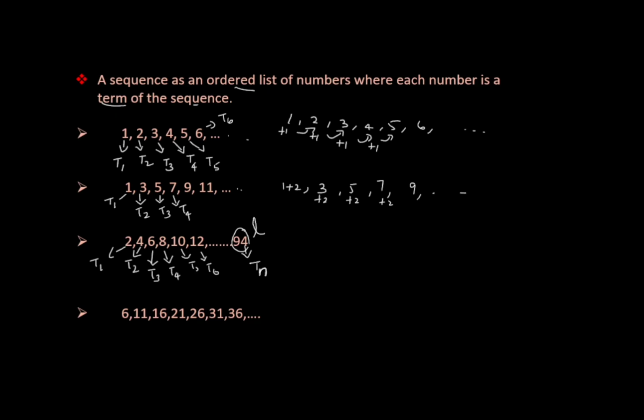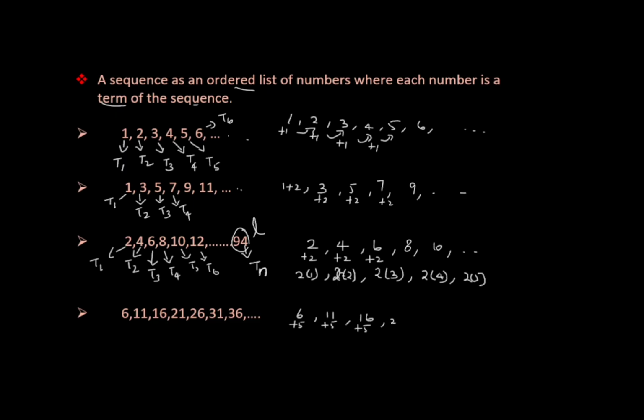Here the even numbers we can write in two ways: 2 plus 2 is 4, 4 plus 2 is 6, 6 plus 2 is 8. Otherwise another way: 2 into 1 is 2, 2 into 2 is 4, 2 into 3 is 6, 2 into 4 is 8, 2 into 5 is 10. Like this also we can write the numbers. Here 6, 11, 16: 6 plus 5 we get 11, 11 plus 5 is 16, 16 plus 5 is 21, and it goes on.